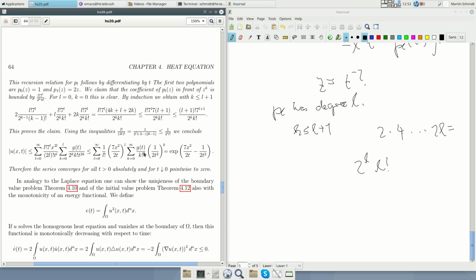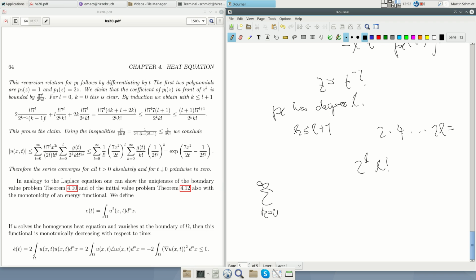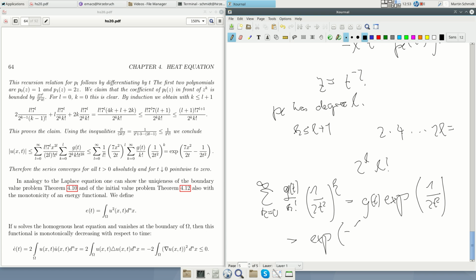Now, of course, this sum, k equals 0 to infinity, of 1 over k faculty times 1 over 2t square to the k, is of course exponential of 1 over 2t square. But exponential of g of t is exponential of minus 1 over t square, times exponential of 1 over 2t square, which is of course exponential of minus 1 over 2t square. Yeah, since this plus this gives this. Okay, so we have this expression.